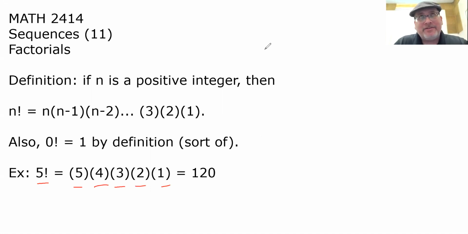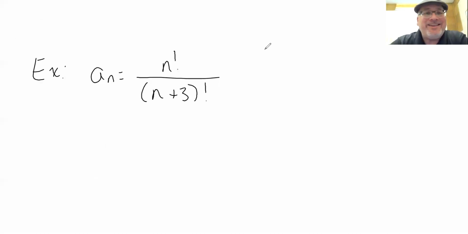But how does this play out in sequences? Well, let's take a look at a couple of examples. For example, let's consider the sequence a_n equals n factorial over n plus 3 factorial. At first glance, something like this can seem intimidating, but we're going to run across factorials quite a bit towards the end of this chapter, so it's important to get comfortable with them now and what they mean.